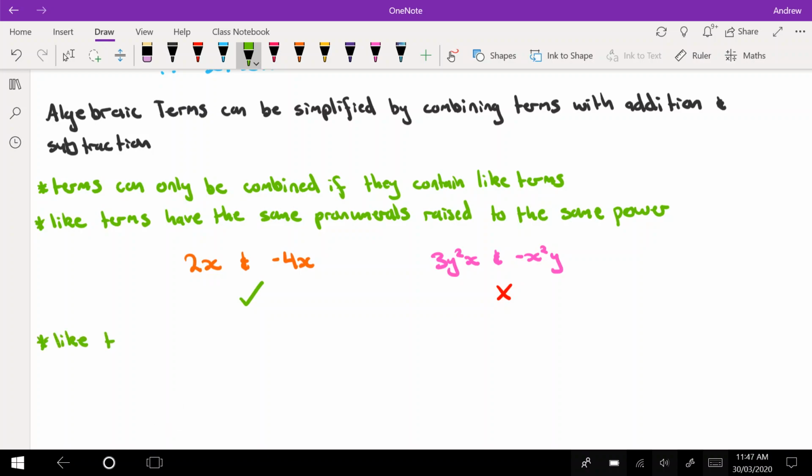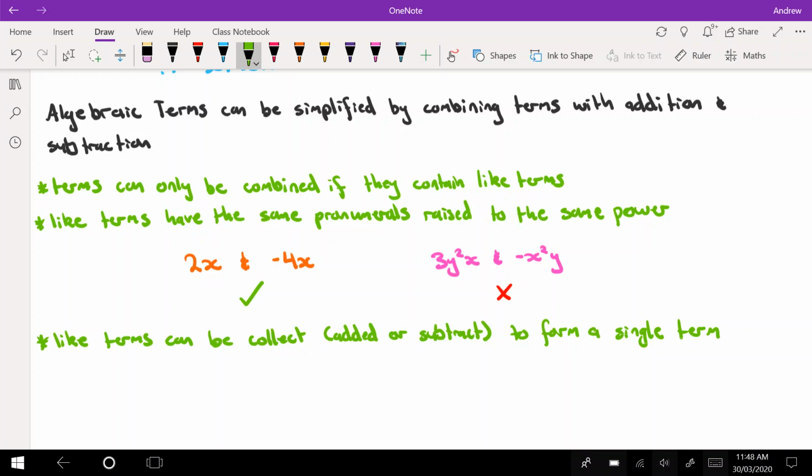Like terms can be collected. So we often say collect like terms, and that really just means added or subtracted from each other. So when we collect like terms, we add and subtract them from each other to form a single term.